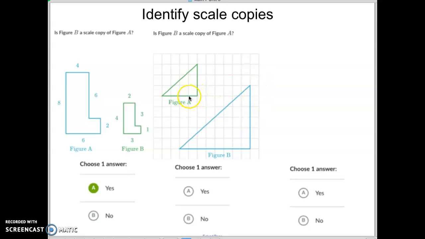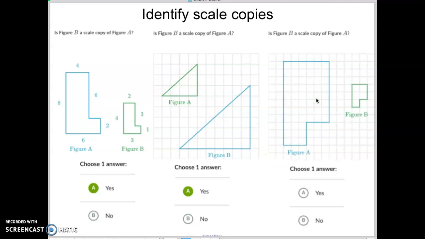Figure A goes over 1, 2, 3, 4. Figure B goes over 1, 2, 3, 4, 5, 6, 7, 8. 4 to 8, it did double, so that one again is a scale factor. Let's take a look at one more here.